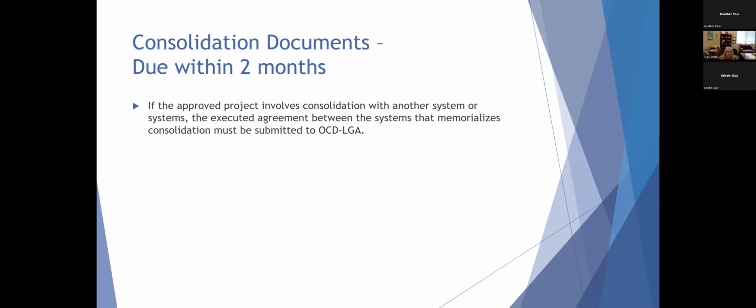Consolidation documents are due within 2 months. If the approved project involves a consolidation with another system or systems, the executed agreement between the systems that memorializes the consolidation must be submitted to our office. Please remember that a purchase only or a consolidation that does not result in the reduction of the number of PWSID numbers or agency interest numbers is not considered to be a consolidation. So if you received points in the award process for involving a consolidation, you may need to make sure that you are meeting that requirement.